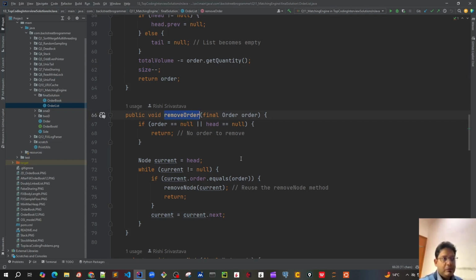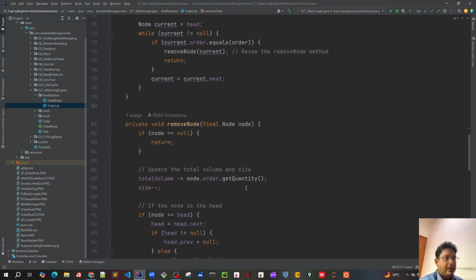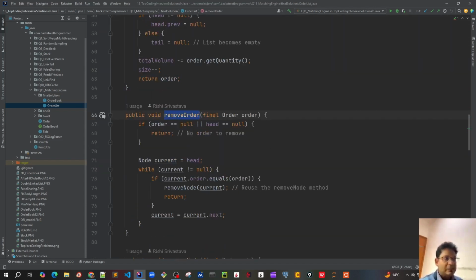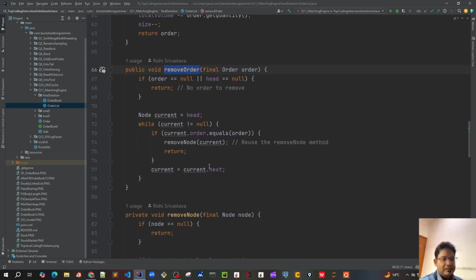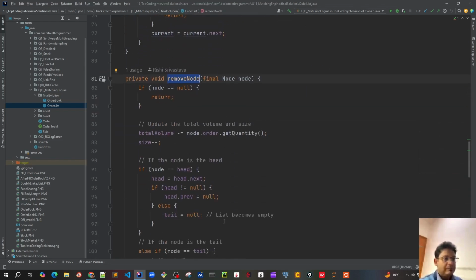Similarly, we need a remove order. This would be needed for cancellations or amends. And remove node is very similar to remove order, but the only thing is that I have made remove order public. Implicitly, it will call remove node, because that order is represented as a node inside my doubly linked list. So only when you want to cancel or remove any order, we are just exposing this method to the client, marked as public. Inside, it will be calling remove node here.